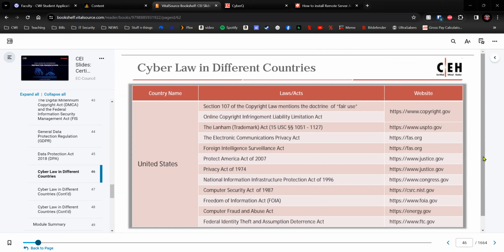It's ridiculous. Here are some different countries. It's like a little code here, some United States ones. And you can see the different ones, you can go out and look at them on here.